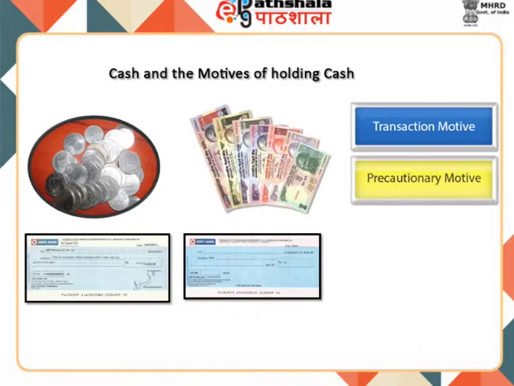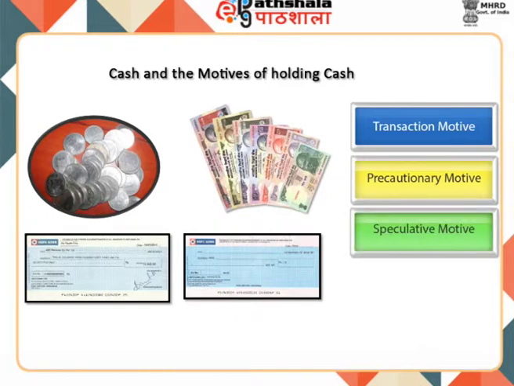Precautionary motive. Here, the motive of holding cash is to meet the uncertain or unexpected cash needs which may arise due to unanticipated factors like natural calamities, sudden increase in price of raw materials, etc.